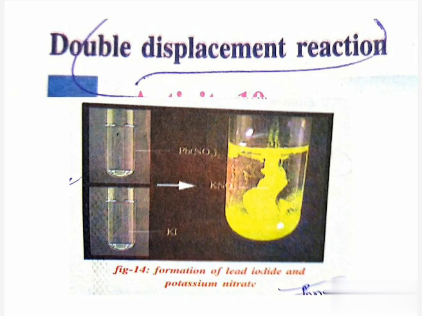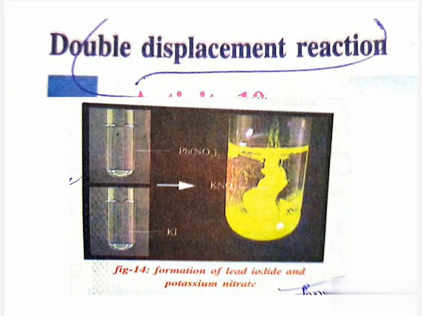Now mix the lead nitrate solution with the potassium iodide solution. What happened? What do you observe? A yellow colored substance which is insoluble in water is formed as a precipitate. This precipitate is lead iodide.